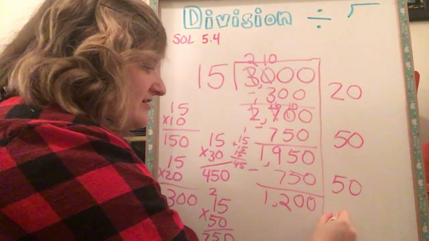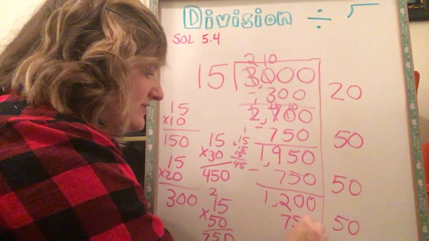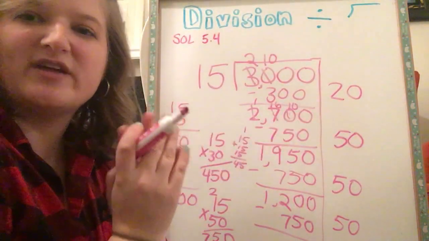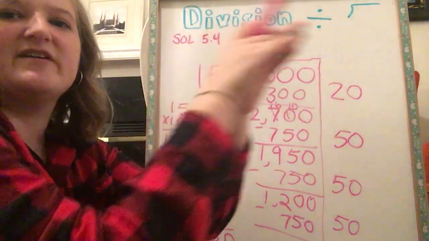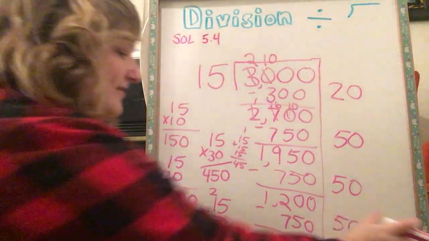Let's do another 50. So that's another 750 that we're going to take away. Remember, this 50 represents giving each of those piles. If we had 15 piles, we're giving 50 out of our 3,000. So we have to subtract to see how much is going to be left.